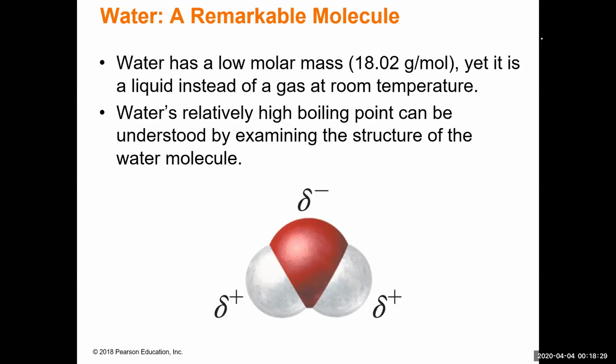Lastly, let's look at water and why it makes such a significant molecule. So water has a low molar mass, specifically 18.02 grams per mole. Yet it's a liquid instead of a gas at room temperature. We see that water has a relatively high boiling point, and this can be understood by examining the structure of the water molecule.